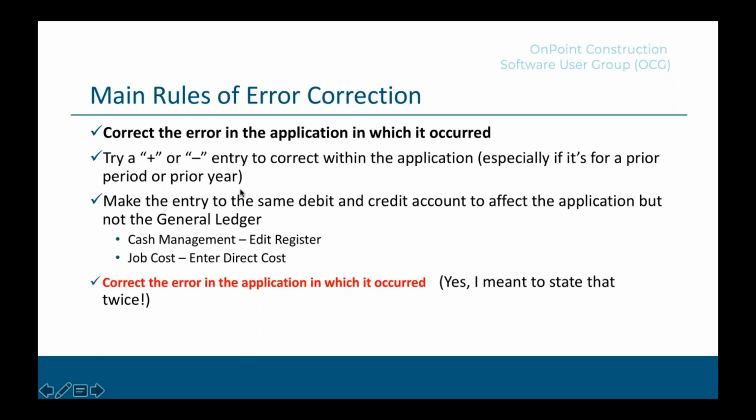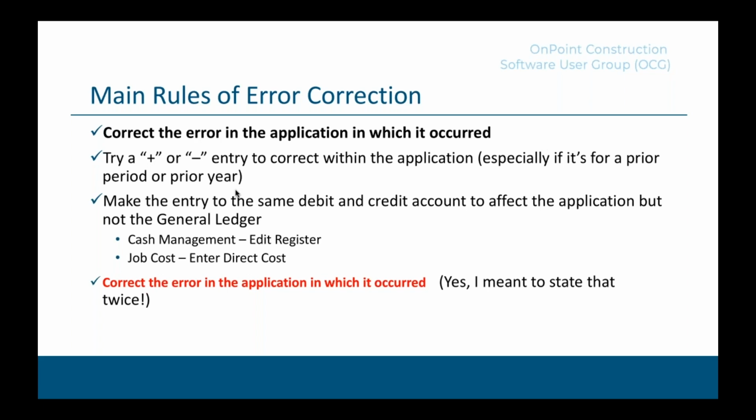You could also try a positive or a negative entry to correct within the application, especially if it's for a prior period or a prior year. You could make the entry to the same debit and credit account to affect the application, but not the general ledger.